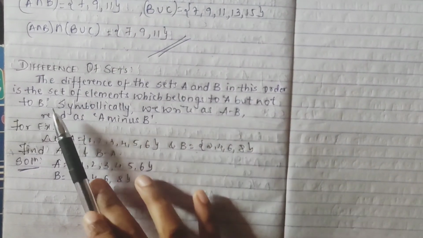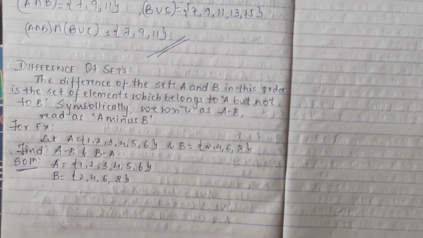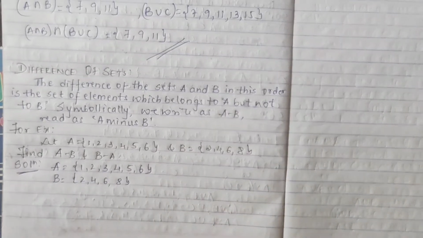The difference of sets A and B, in this order, is the set of elements which belong to A but not B. Then symbolically how do we write it? We write it as A minus B. Difference means what? Subtraction, right? And it is read as A minus B.